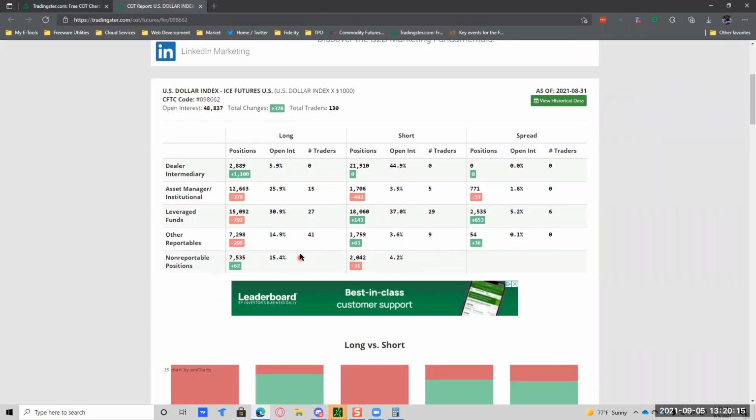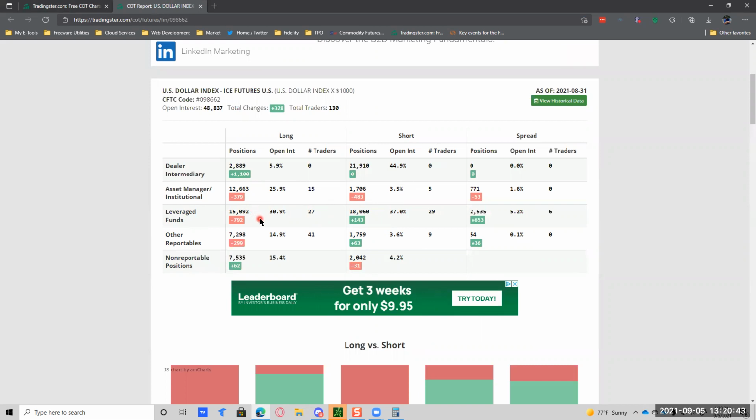What did they do? So for asset managers, they're net long the dollar. They decreased their hedge and they decreased their net position. So they're taking profit. Leveraged funds are short the dollar and they increased that short slightly on the short side, but they actually decreased their net short position.